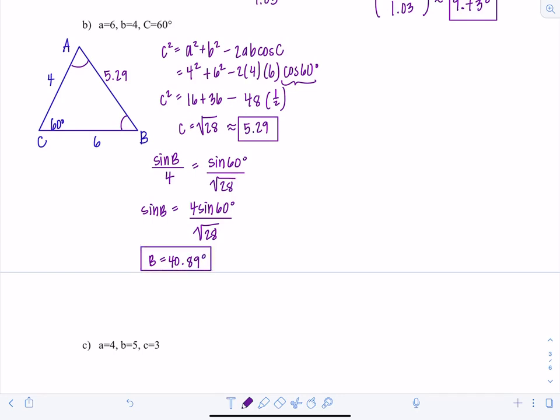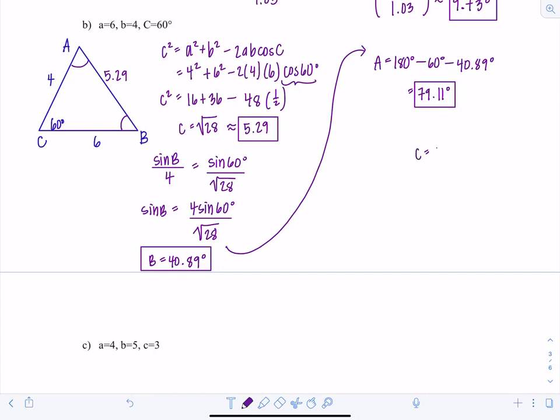All right, so all the hard work's done. Now to find angle A, you just do 180 minus the other two angles, so minus 60, which was given, and 40.89, which we just found, and that comes out to 79.11 degrees. So let's list everything we found nicely. So side C was 5.29. Angle B was 40.89 degrees. And angle A was 79.11 degrees.